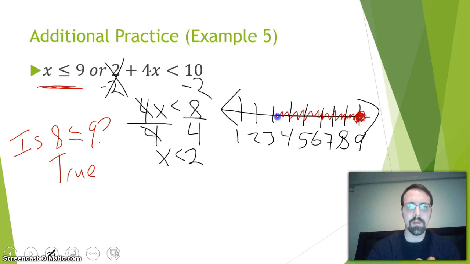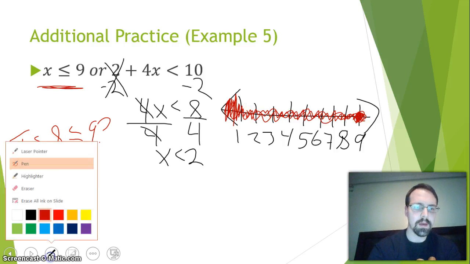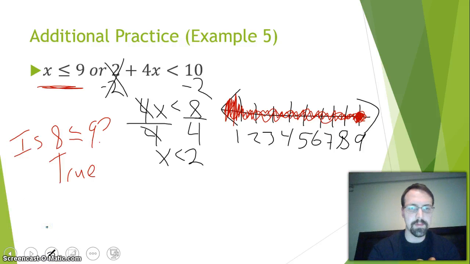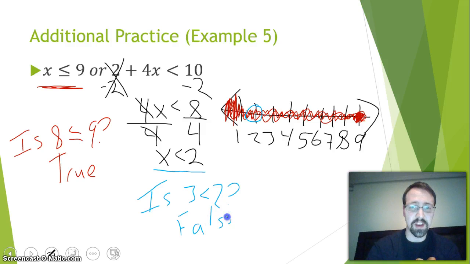And you can kind of see that I'm already covering up what's going on with the 2. Let's see what happens anyway. I kind of just shaded most of this graph. I'm going to go ahead and use blue for this one. So this says x is less than 2. So I'm going to put an open circle at 2. And then, is 3 less than 2? That's a false statement. So that means I'm shading away from the 3, so I'm going to shade this way.